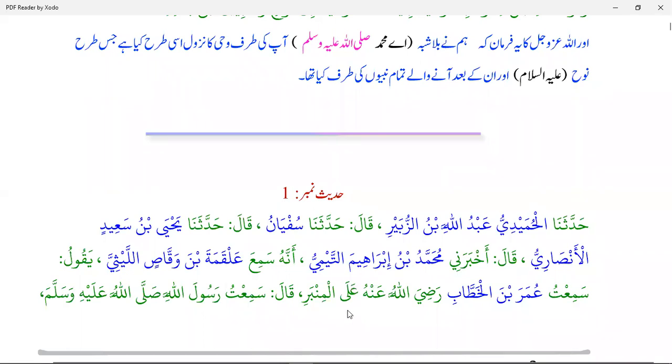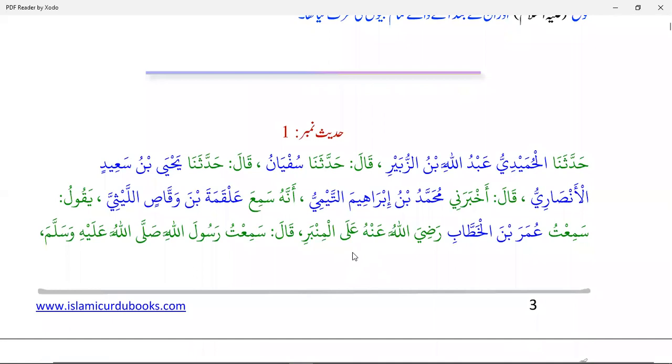Sir, there is a picture of a hand. Okay. Ala al-minbar, on the pulpit. Minbar means pulpit. Do you know what is pulpit? He said that I heard Rasulullah, I heard the Messenger of Allah, peace be upon him. I think there is some problem with Miss Saima's internet connection.